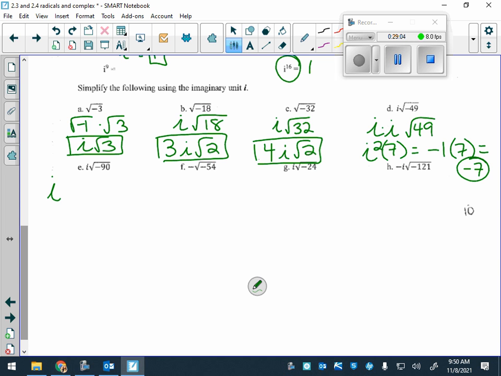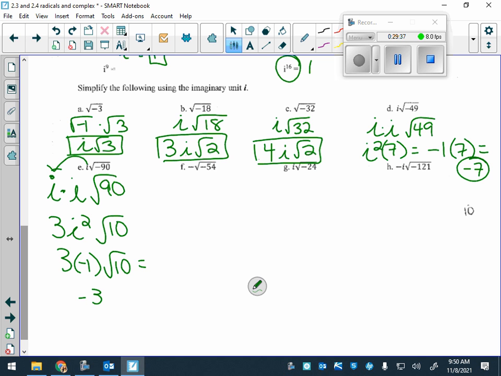I have i automatically on the outside already. If I see a negative inside, what comes out? i. Okay. Then how do I simplify the square root of 90? 3 root 10. So I have 3i squared root 10. What does i squared equal? -1. -3 root 10 is your final answer. Okay.